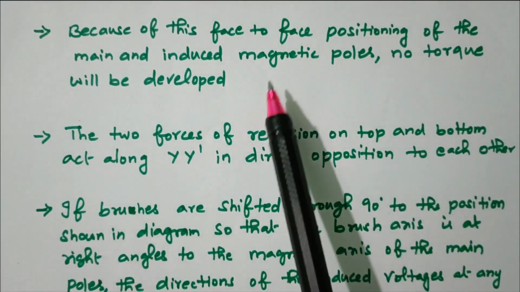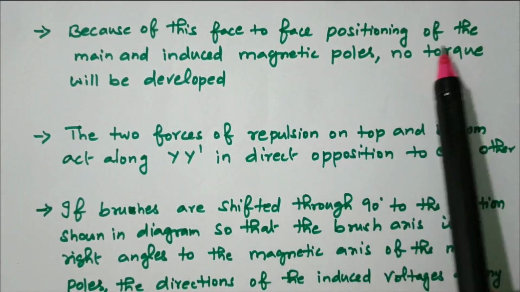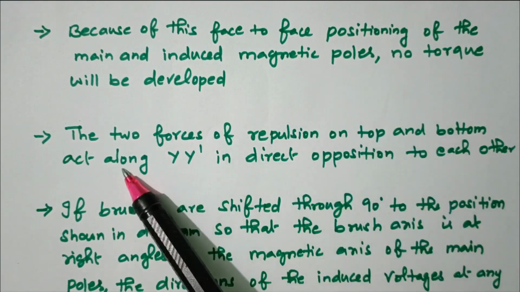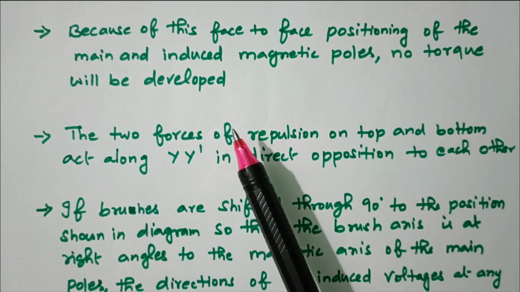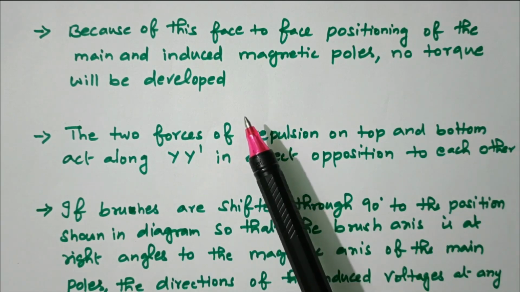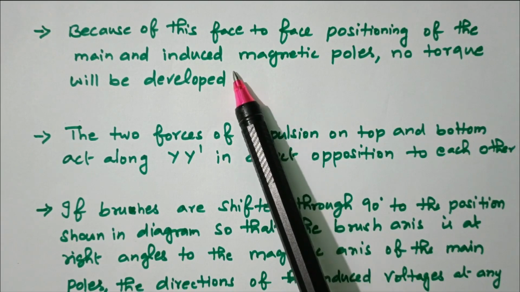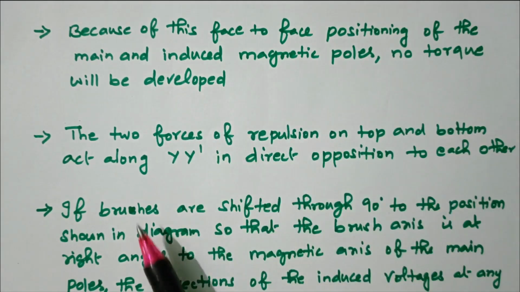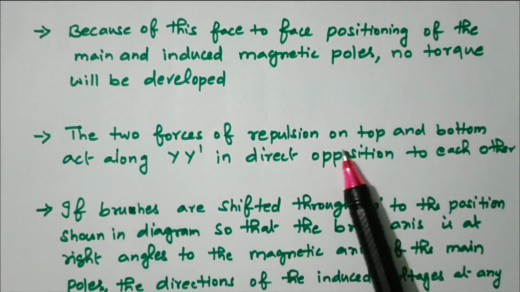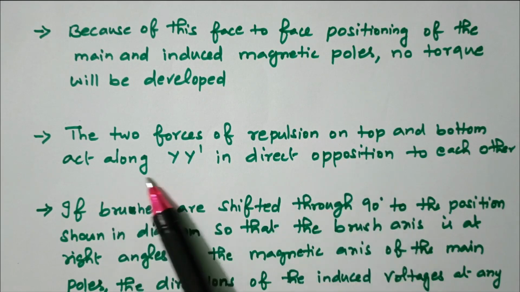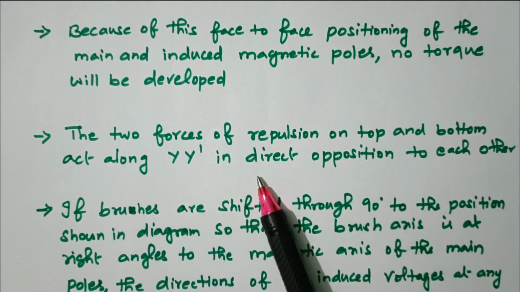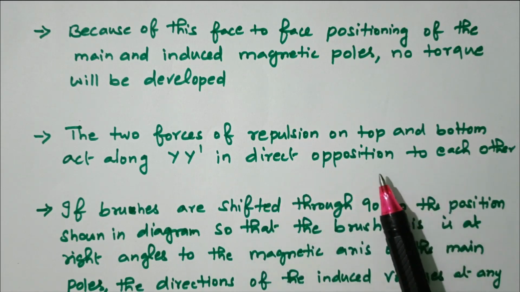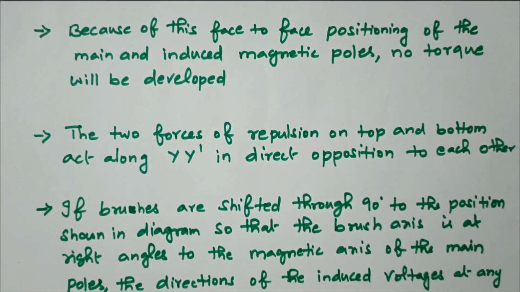Because of the face-to-face positioning of the main and induced poles, no torque will be developed. So at the top both are N poles, at the bottom both are S poles. So repulsion takes place between the induced magnetic pole and the main pole, and no torque will be developed. The two forces of repulsion on top and bottom, along the YY direction, are in direct opposition to each other, so they are opposing each other.